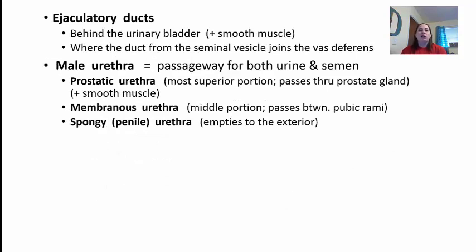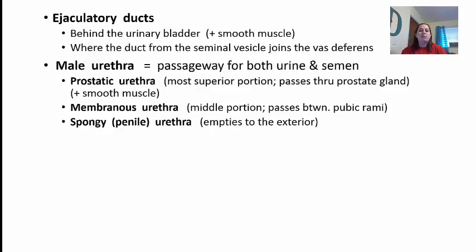This is behind the urinary bladder. It's composed of smooth muscle. This is where the duct from the seminal vesicle joins the vas deferens. And we'll talk about what the seminal vesicle does in just a little bit. Then it connects with the male urethra. The male urethra is going to be the passageway for both urine and semen.